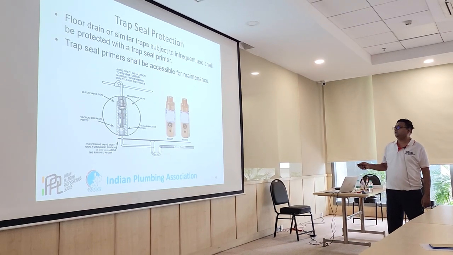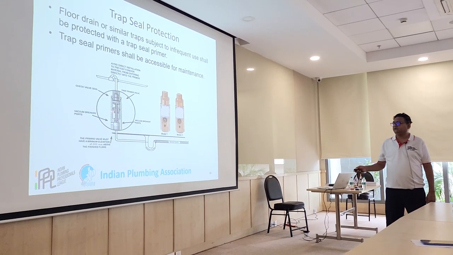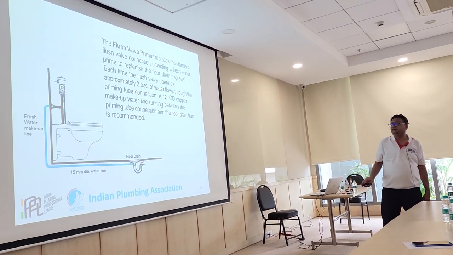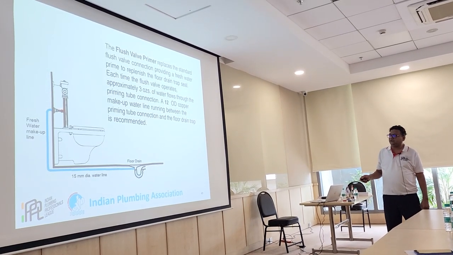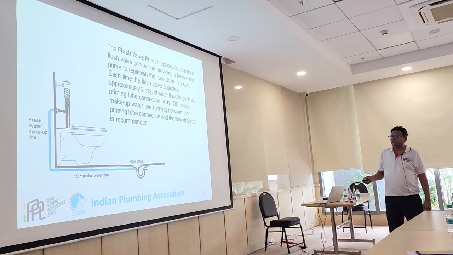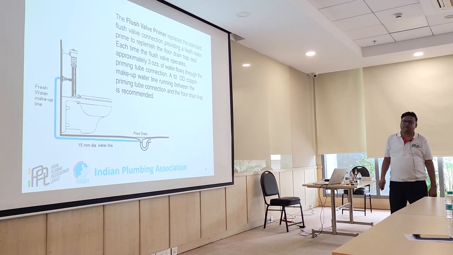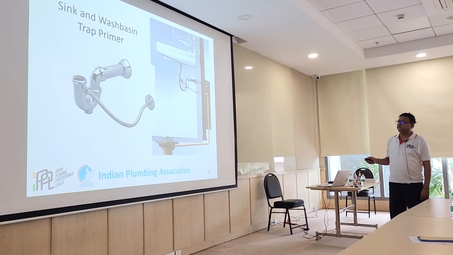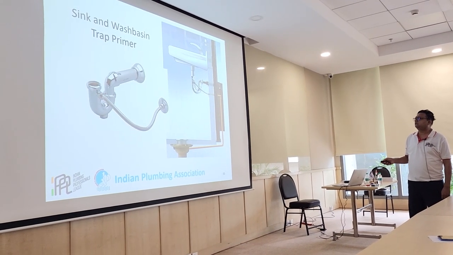The trap seal primer shall be accessible for maintenance. It is nothing but a type of valve arrangement which allows the water to flow periodically. So you can see it. This is the primer installed, which allows the water to bypass and get inside the floor trap directly instead of the fixture. Sink and wash basin tap primer. So you can connect the primer here.